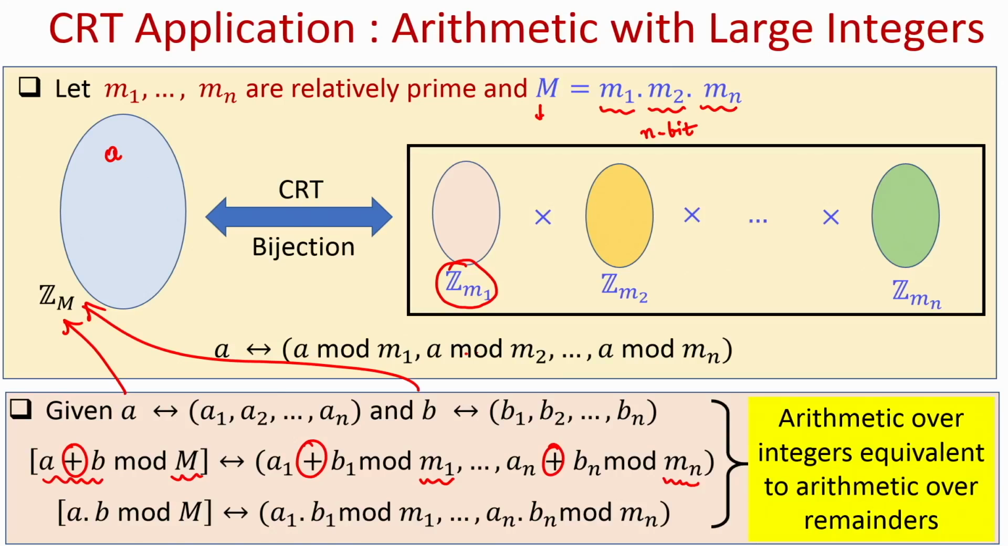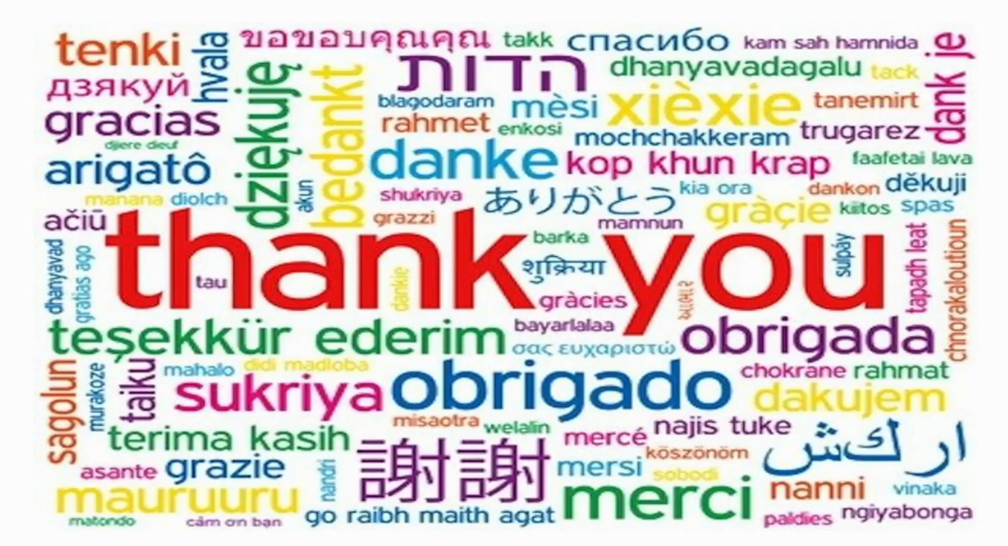So, with that I conclude today's lecture. These are the references, and just to summarize, in this lecture we continued our discussion on the Chinese remainder theorem, and we proved that indeed there exists a unique solution modulo the bigger modulus satisfying the given system of linear congruences. Thank you.